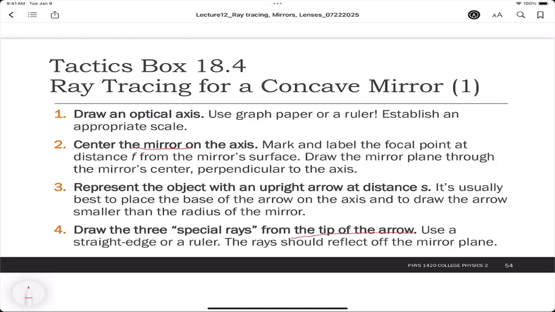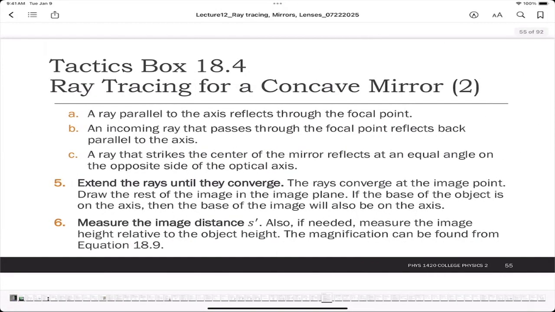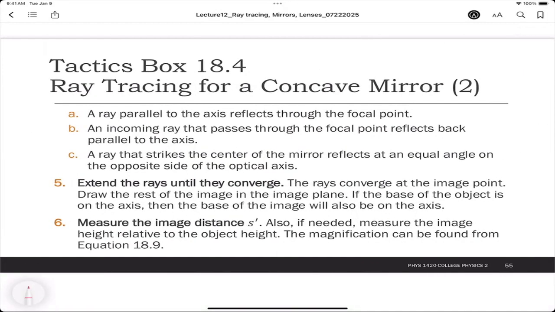Those are three different special rays: a ray parallel to the axis reflects through the focal point, and an incoming ray that passes through the focal point reflects back parallel to the axis. And the next one, the ray that strikes the center of the mirror reflects at an equal angle on the opposite side of the optical axis. Step 5: extend the rays until they converge. The rays converge at the image point.